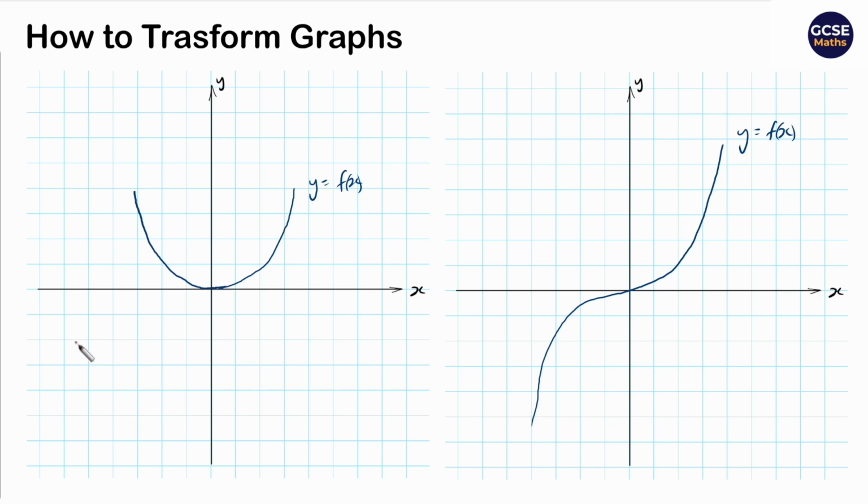Hello again. So today we're looking at transforming graphs. All that means is we're looking at how a graph can change. In other words, it can move up, it can move down, it can move left, it can move right, and it can flip about the x or the y axis.